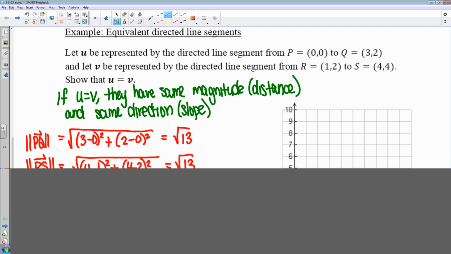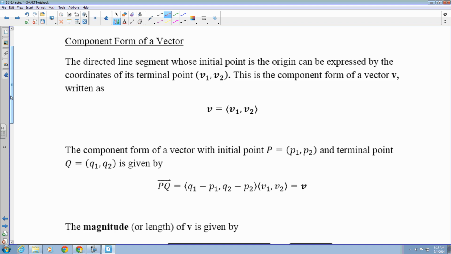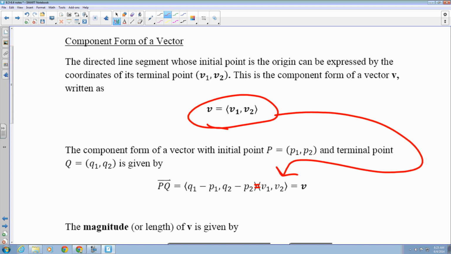Okay, we also have the component form of a vector. If it starts at the origin, it can be expressed as just the terminal point, v1, v2, and it would look like little brackets instead of parentheses, v1, v2. If it starts at a different point other than the origin and ends at a different point, then you have to subtract. So the second value, the Q, that's the terminal point, q1 minus p1, those are the two x values subtracted, and the two y values subtracted. That would be equal to the vector similar to up above, v1, v2.